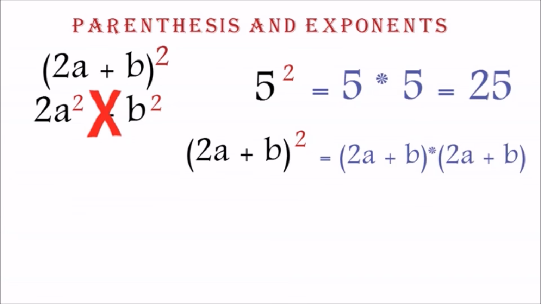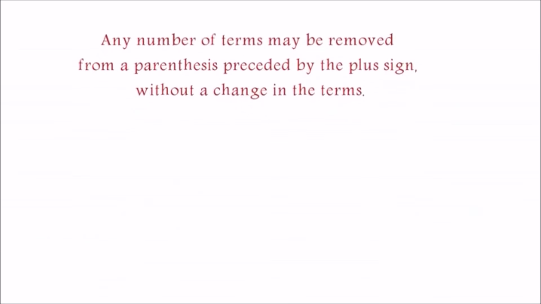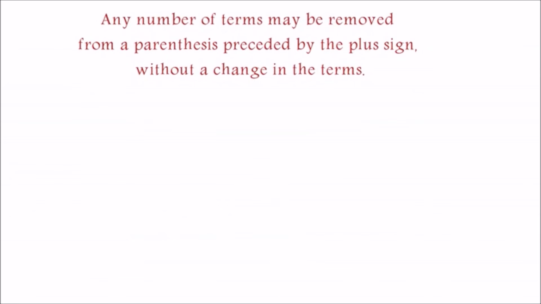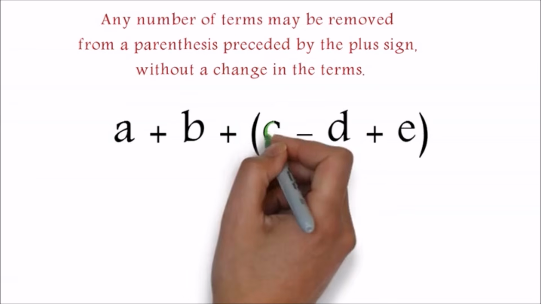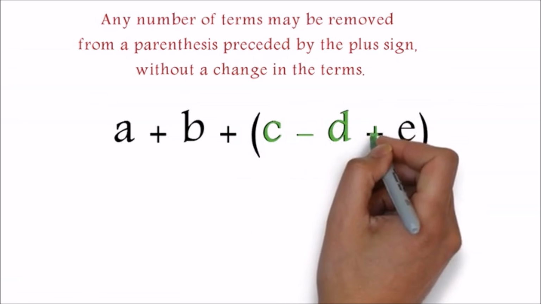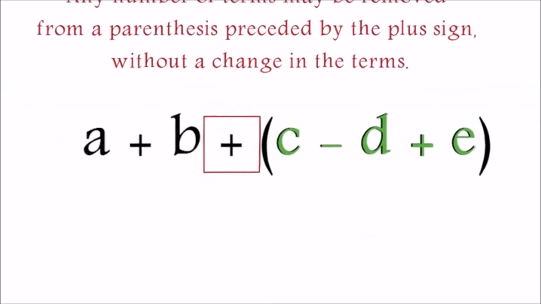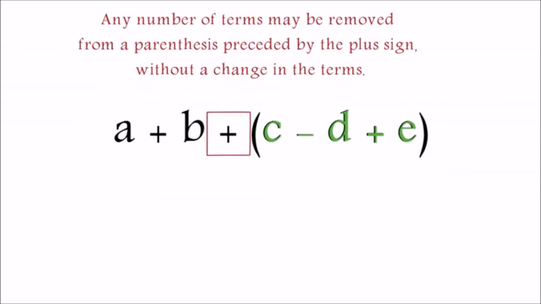We will learn how to work this out in the next lesson, so don't worry about the expansion. Let's move on. Any number of terms may be removed from a parentheses preceded by the plus sign without a change in the terms. Example, in this expression, you notice that c minus d plus e is in parentheses, and the parenthesis is preceded by a plus sign. We are saying that the sign of the terms in the parenthesis does not change.